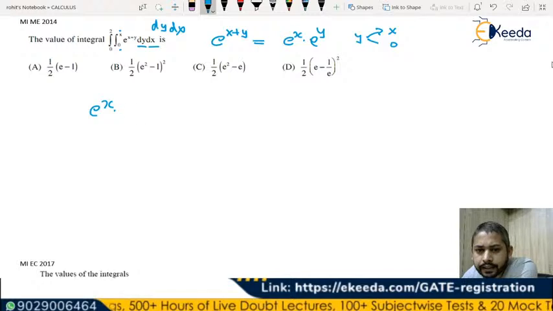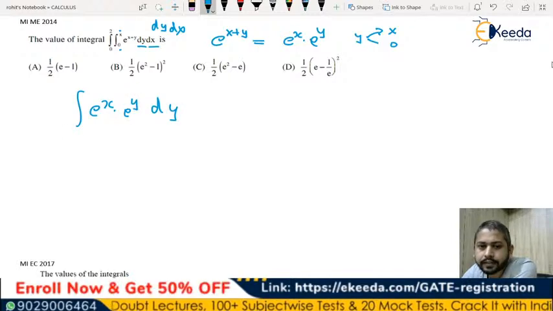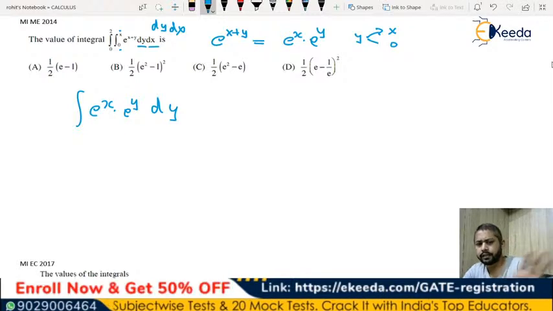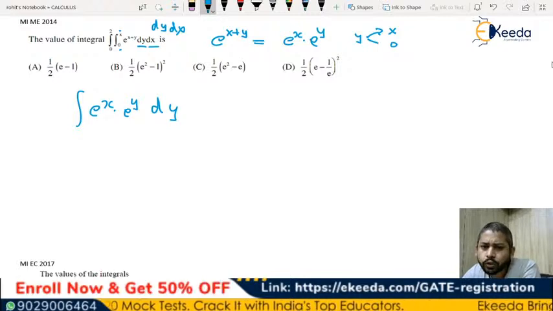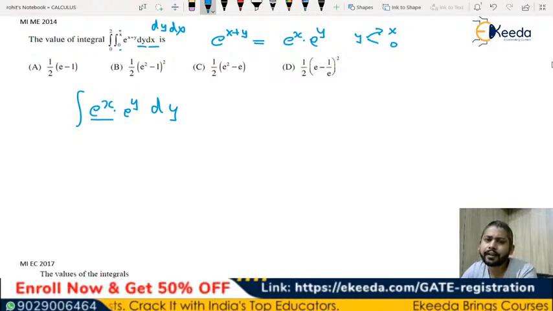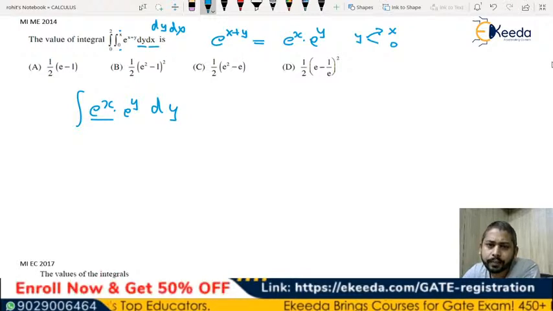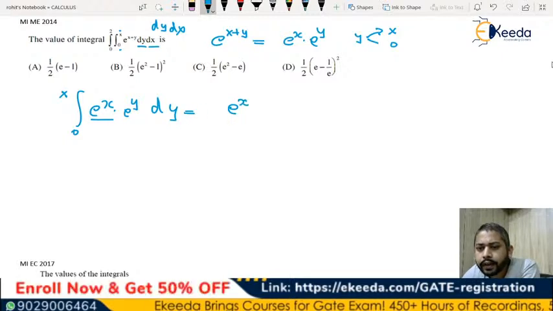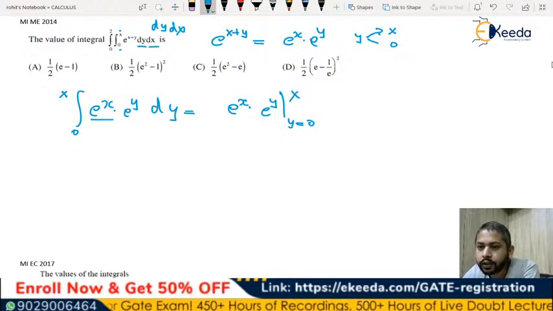So it is going to be e^x e^y, integration in terms of dy. I'm just keeping the outer integration aside for now. In terms of dy, e^x is going to be a constant, so we treat it as a constant and integrate e^y. The integration of e^y remains e^y and the limits are 0 to x. So this is e^x into e^y, where the limits of y are 0 to x.